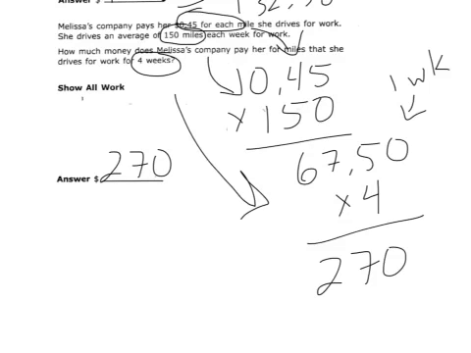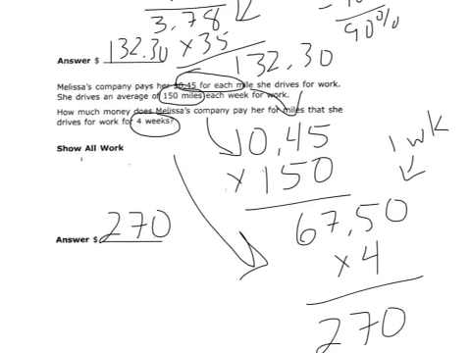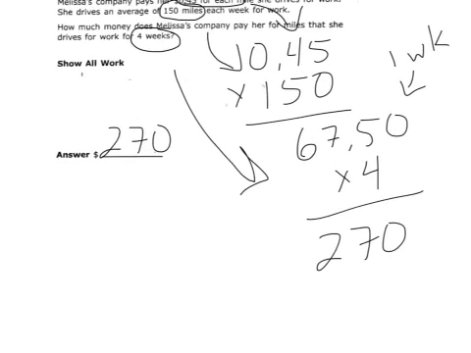So the answers for this question, the first part is $132.30. The second part is $270.